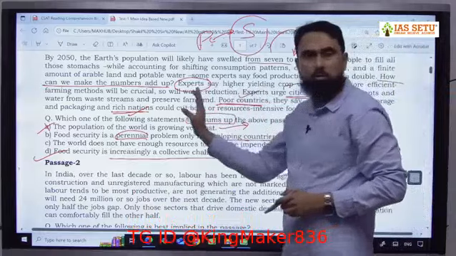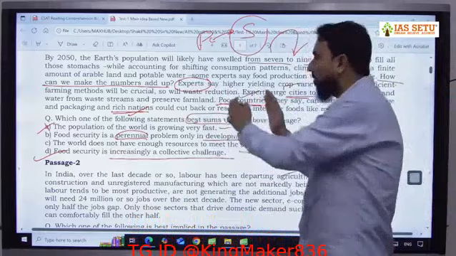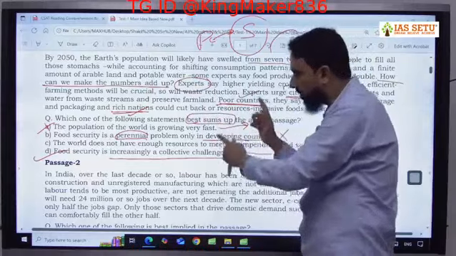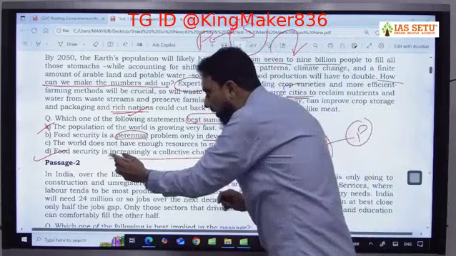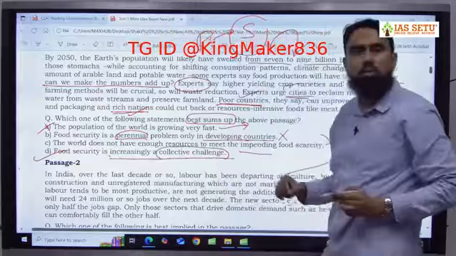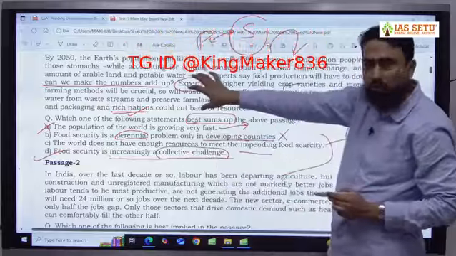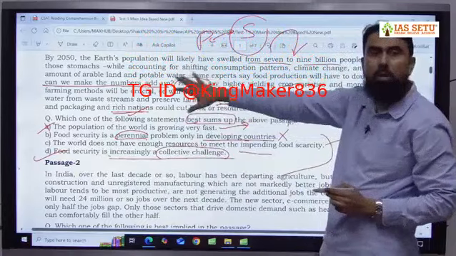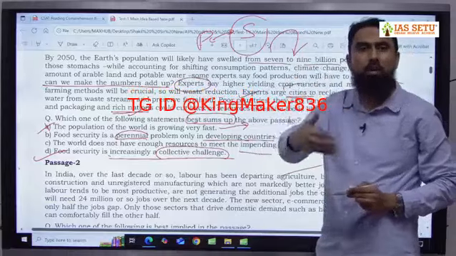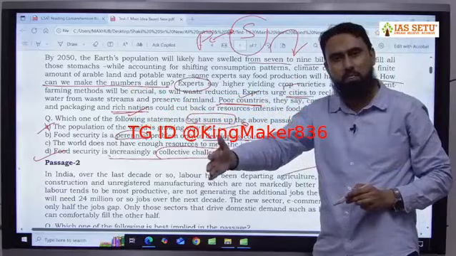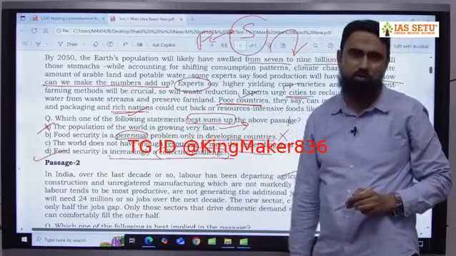Different parties will have to play a role and we will have to fight this problem on different fronts as per this expert suggestion. Food security is increasingly a collective challenge. Of this collective challenge, the author is given here is the solution, and the collective challenge gives this idea that yes, everyone will have to play their role. It's not just that the scientists will do everything. The rich nation, the poor nation, and that's why.